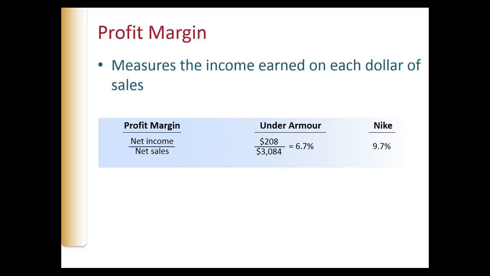Now, profit margin measures the income earned on each dollar of sales. We calculate it by dividing net income by net sales. This slide provides the calculation of profit margin for Under Armour and a comparison to Nike. Under Armour has a profit margin of 6.7%, meaning that for every dollar of sales, almost 7 cents goes towards net income. Nike has a higher profit margin of 9.7%.